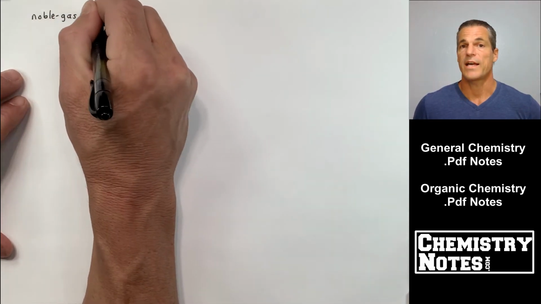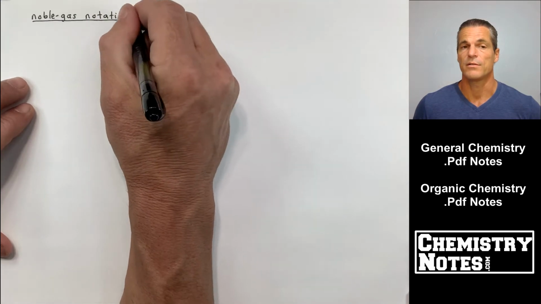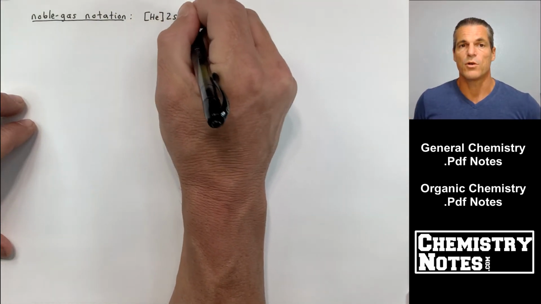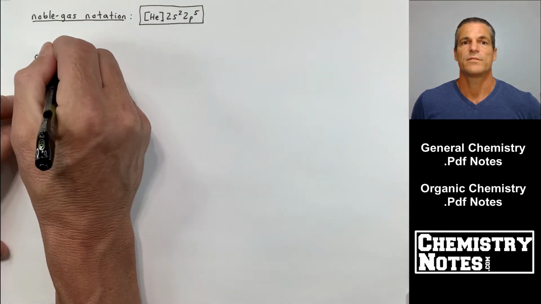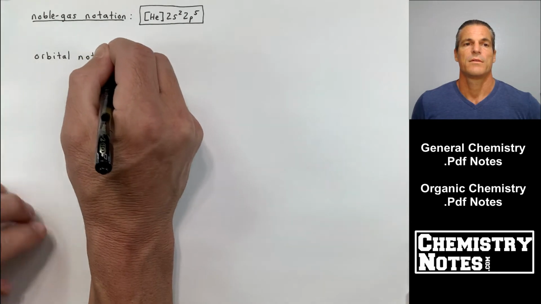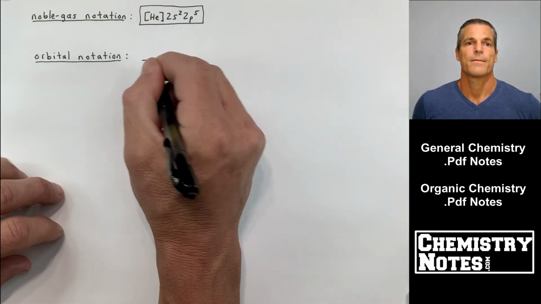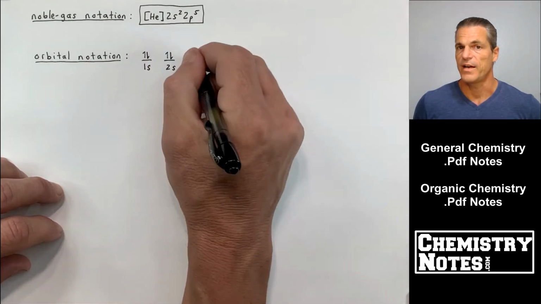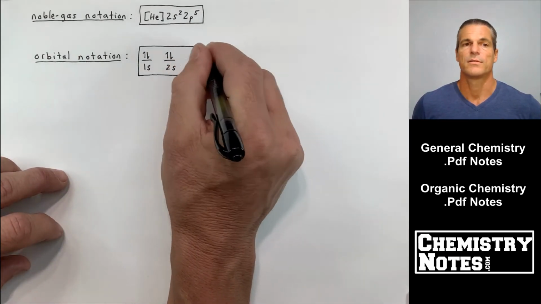Now for the noble gas notation, sometimes called noble gas configuration. We back up to the nearest previous noble gas, which is helium. So bracket helium, 2s2, 2p5. The last one they asked for was orbital notation: 1s2, 2s2, 2p5. If you watch that slowly, you'll see how I filled the electrons.